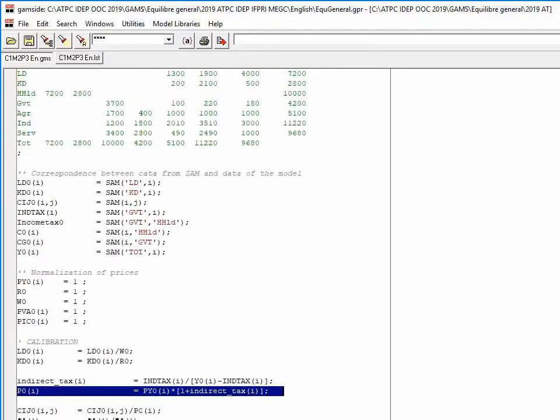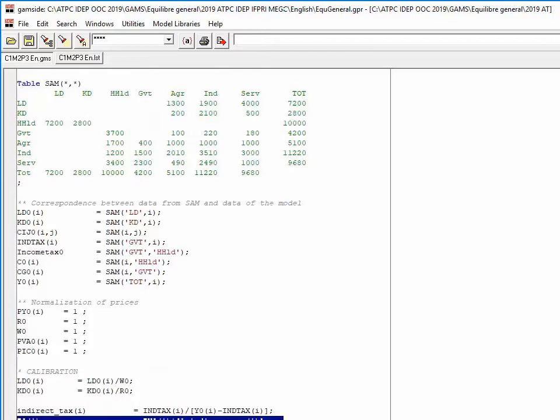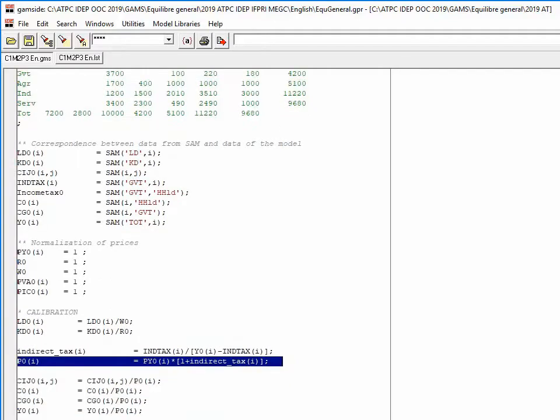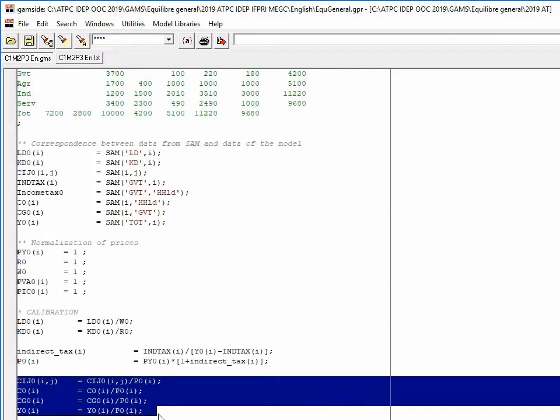Just look at the social accounting matrix. So here, if I give a value of 1 to Py and then say that the consumer price is higher than the producer price, I have to readjust the consumption volumes. And this readjustment of consumption value is done here. If I don't, well, it means that I will unbalance my social accounting matrix.